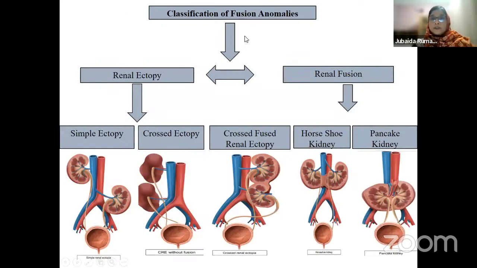So we divide the renal fusion anomalies into two broad headings. Sometimes they can present separately, or sometimes together. If the fusion anomaly is also in an abnormal position, it is like crossed fused renal ectopia, where the ectopic kidney crosses the midline and fuses with the inferior pole of the normal kidney. But in simple ectopia and crossed ectopia, there is no fusion. In simple ectopia, the kidney is only slightly downwards from its orthotopic position. And in crossed ectopia, one kidney goes towards the opposite side, but both kidneys are not fused. And in horseshoe and pancake kidney, we see that both kidneys are fused and slightly lower than their normal position.